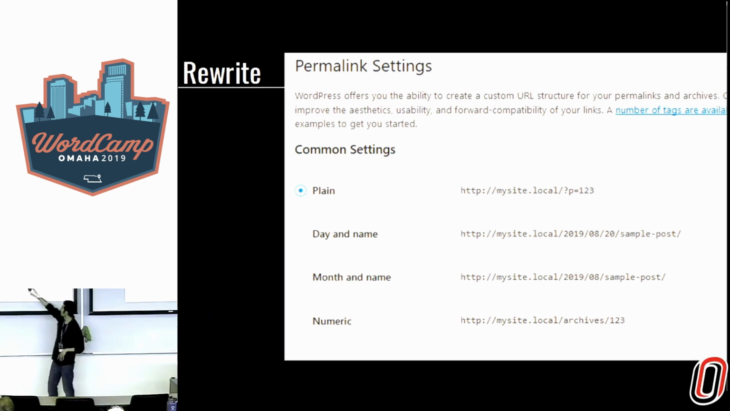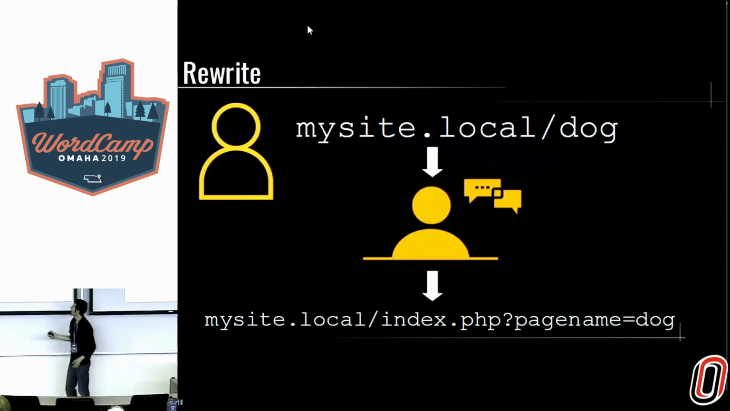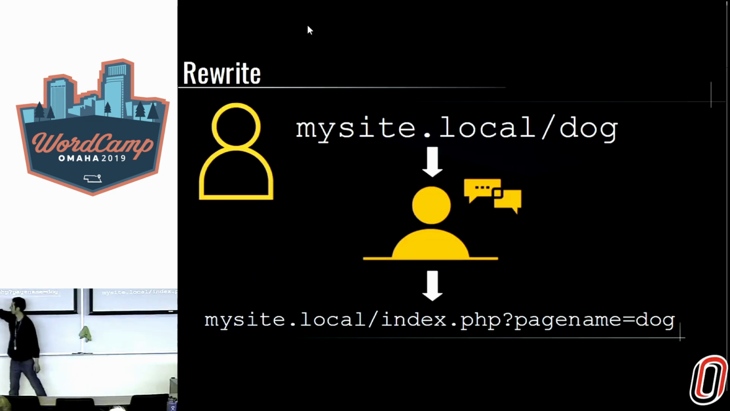The Rewrite API transforms all these requests. If you were to set this to post name or day name or something, the Rewrite API is going to take all these and transform it into that. So for our example, my site.local/doc, the rewrite is going to take that and transform it into this: index.php, page name equals doc. The user is not going to see this. The URL did not change. This is happening on WordPress. The browser is not going to know about this.